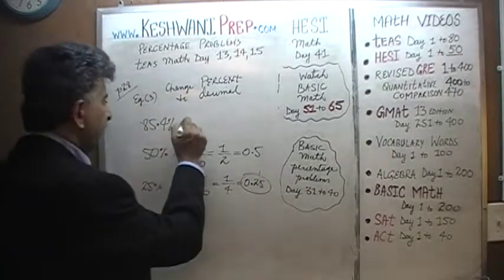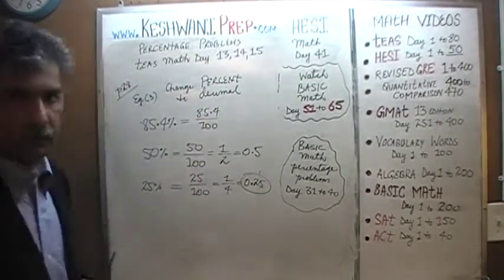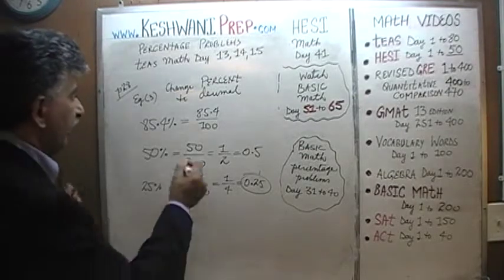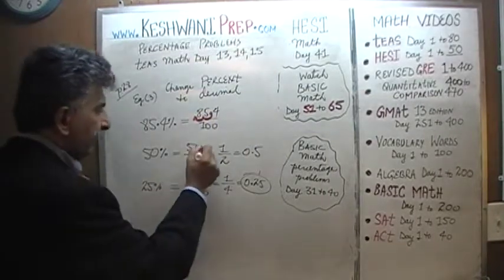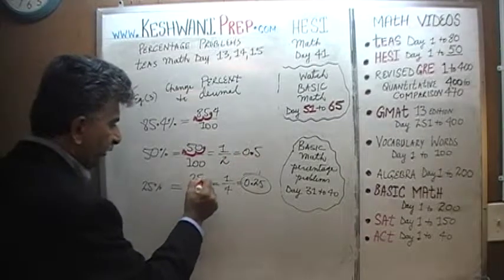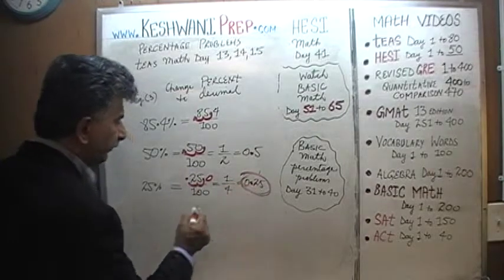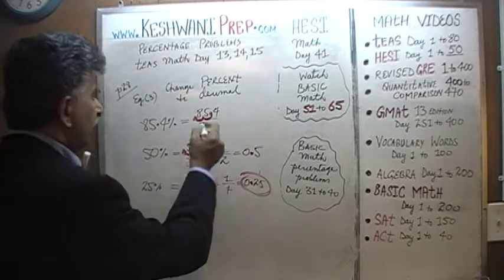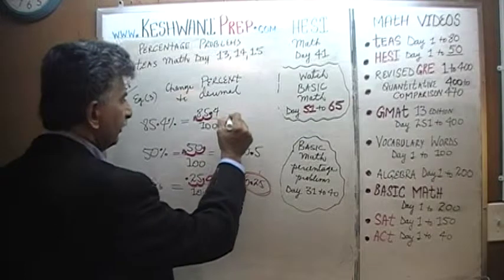85.4% is the same as 85.4 over 100. The question is, what's going to happen when you divide this quantity by 100? It's very simple. Since we're dividing it by 100, the decimal is going to move 2 spaces. Here, the decimal point was here, it moved 2 spaces, it became 0.5. Here it moved 2 places, 1, 2, and ended up here. The same thing is going to happen. So we pick up our decimal point, which was here, and move it 2 places.